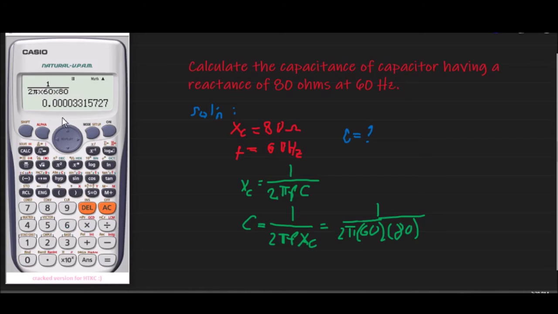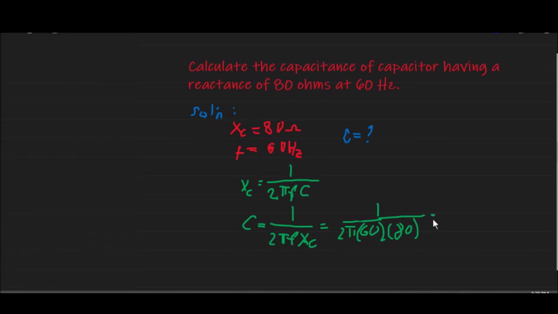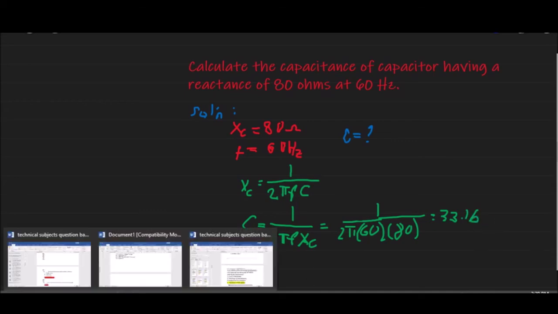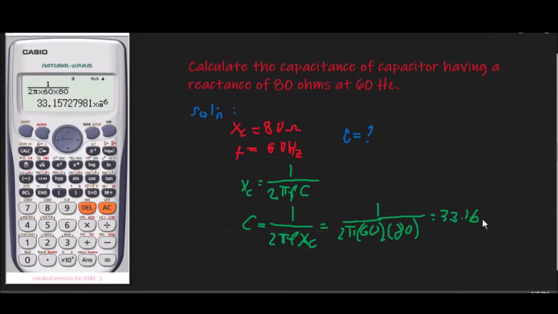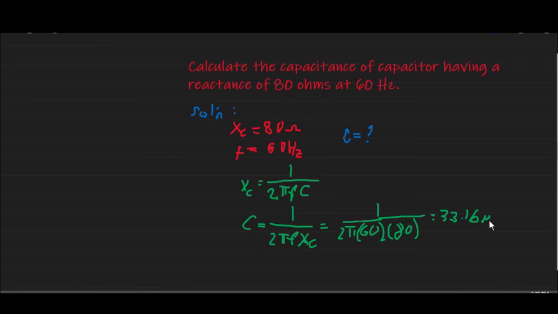So you will have, let's use the engineering function, that is equal to 33.16. There's something wrong again with our input device. So 33.16 micro, that is 10 to the power of negative 6, that is still micro. So 33.16 microfarad. That will be our answer not using the shift solve.